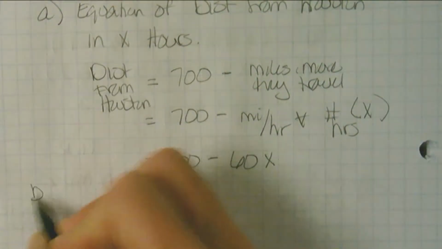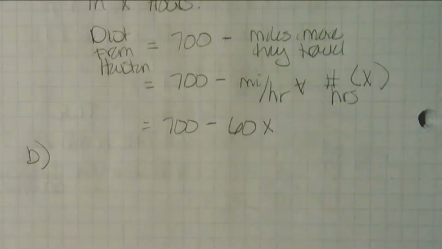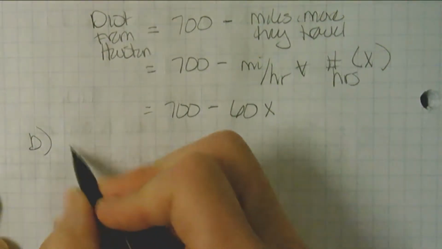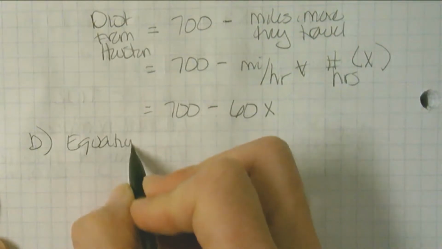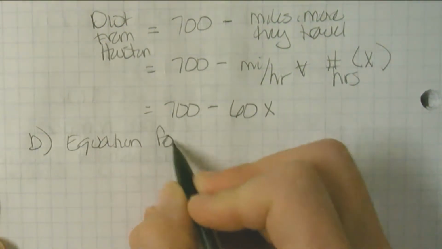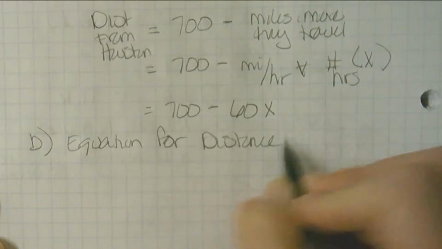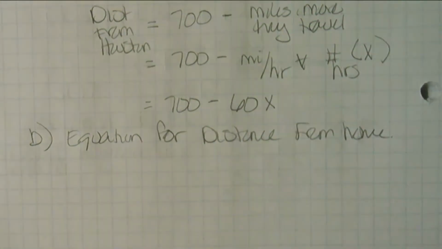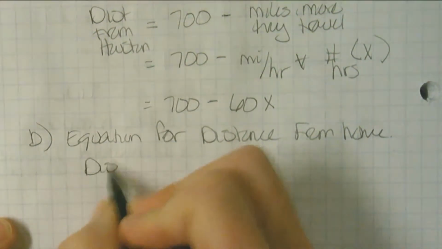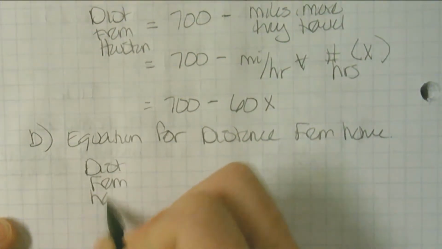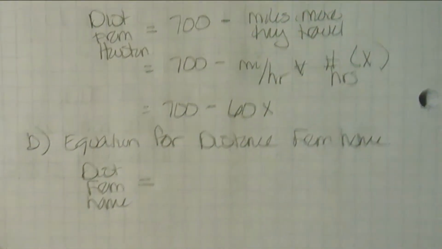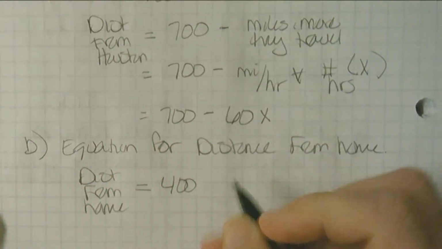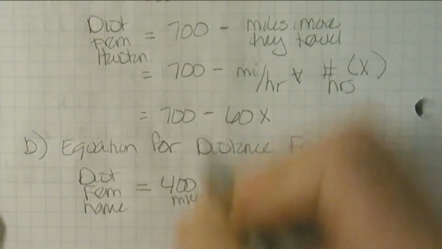All right. Part B is very similar to that, except it's going the other direction. They want to know, write an expression for the distance they are from home. So we're going to write an equation for distance from home. So I want you guys thinking along the same lines. So I'm going to say distance from home equals, well, at this point in time, I am 400 miles from home. How many of you guys agree with that? So this is miles.